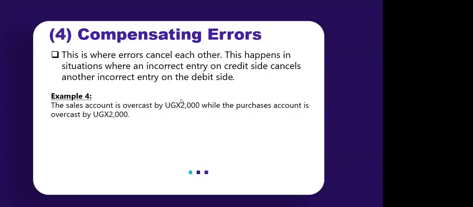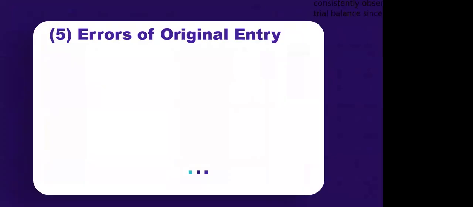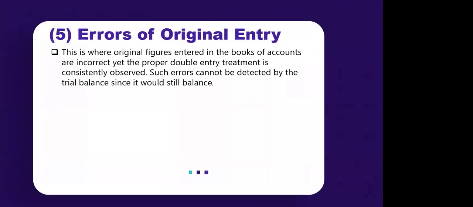But with practice, you'll be able to understand these errors, and I want you to really practice them, and you're going to see why. So we have the fifth error. This is errors of original entry. This is where original figures entered in the books of accounts are incorrect, yet the proper double entry treatment is consistently observed. Such errors cannot be detected by the trial balance since it would still balance.